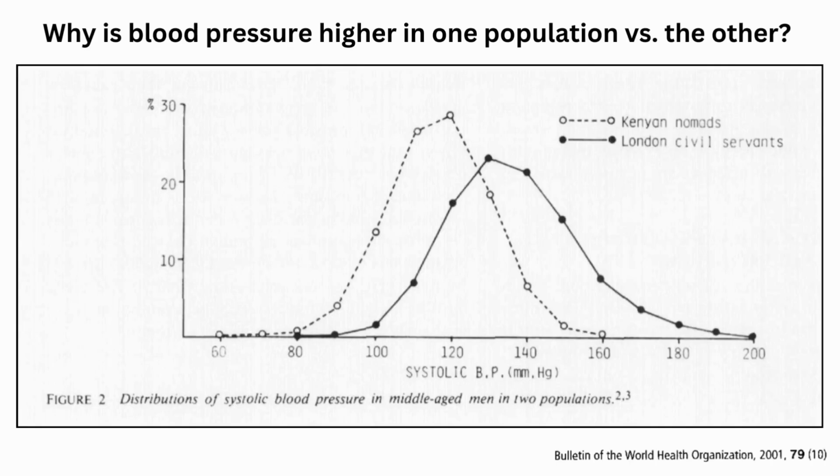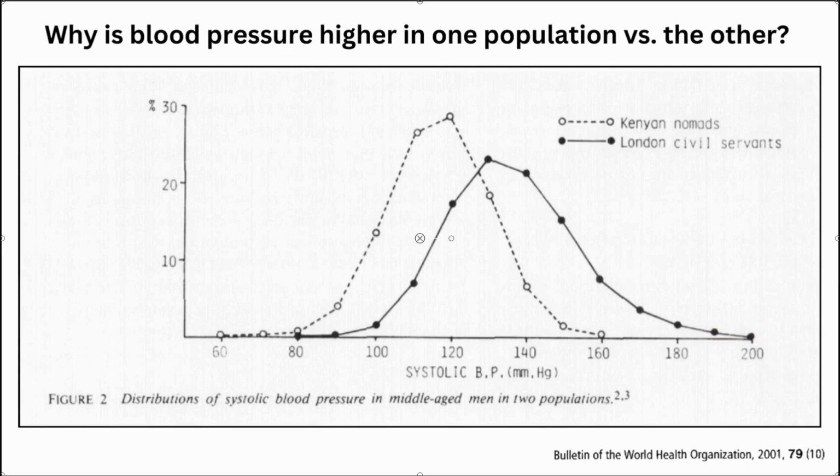For example, this graph shows the distribution of systolic blood pressure in 2 populations of middle-aged men. The first is Kenyan nomads, who have an average systolic blood pressure of about 120, and no one in the population has a higher systolic blood pressure than 160. The next population is composed of London civil servants, so basically men with desk jobs, and they have an average systolic blood pressure of about 130, and you can see many of them have systolic blood pressures of up to 200. Based on what we see here and what we know about these populations, we can hypothesize about population-level factors that are influencing this distribution.